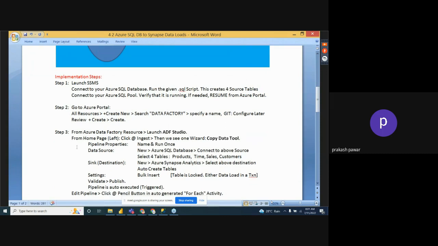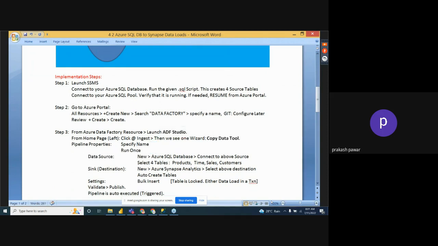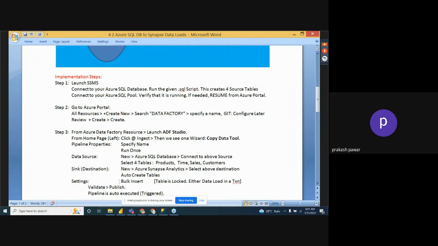Here we go. Pipeline properties name. So specify name and run one. Just write this way. Next screen, data source. Select 4 tables. Think. Auto create tables. Transformations we will take separately. Setting, bulk insert. Table is locked and data load is a transaction, right? Complete or nothing.